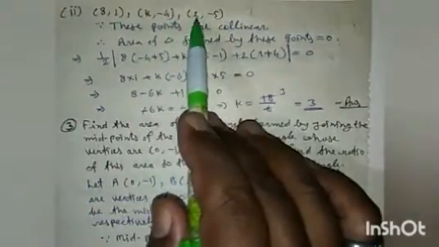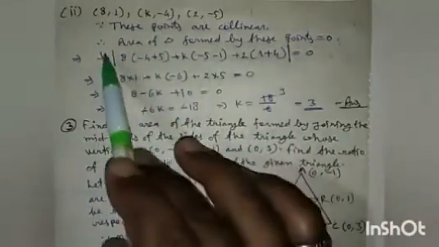In the second part the points are (8, 1), (k, -4) and (2, -5). Since these points are collinear, the area of the triangle formed by these points is equal to 0. Substituting the values in the formula of the area of a triangle, we have half modulus of 8 into (minus 4 plus 5), plus k into (minus 5 minus 1), plus 2 into (1 plus 4), that is equal to 0. Here also we have minus 4 plus 5, that is equal to 1. So here 8 into 1, plus k into minus 6, since minus 5 minus 1 is minus 6, plus 2 into 5, that is equal to 0.